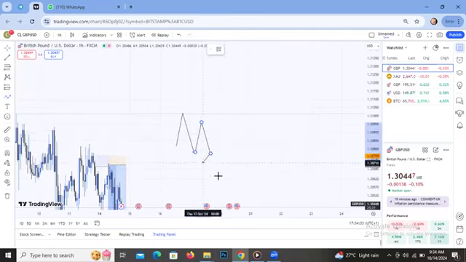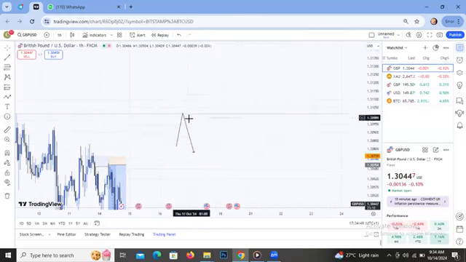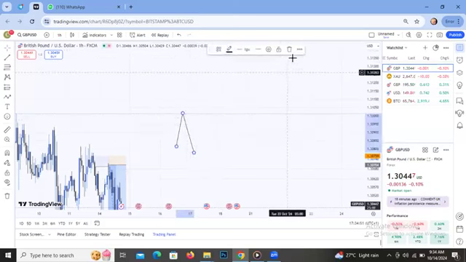With what I explained to you, something like this might happen after this break and this break. It's weak. Then it goes up, mitigates your other POI, then you sell. With what I explained to you, it doesn't matter.